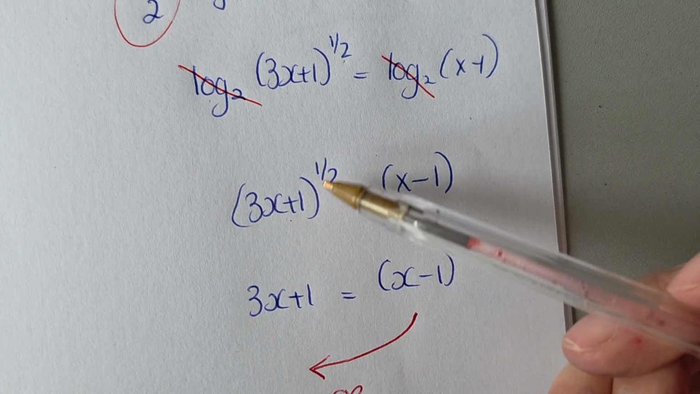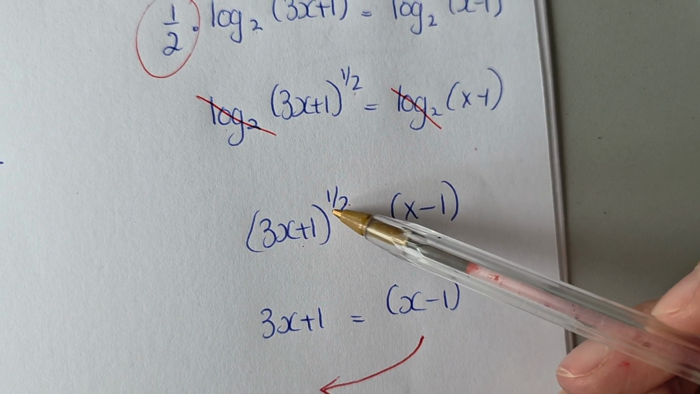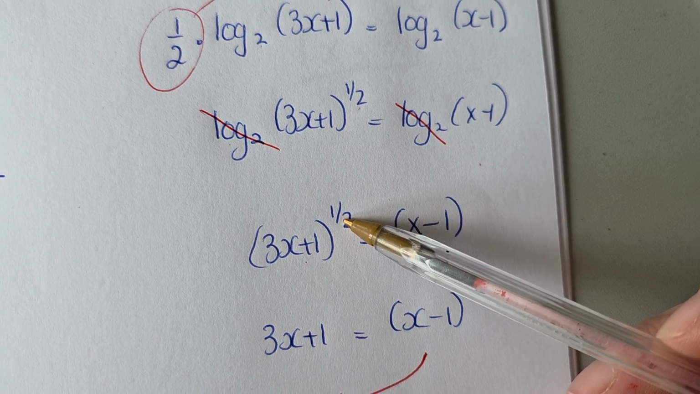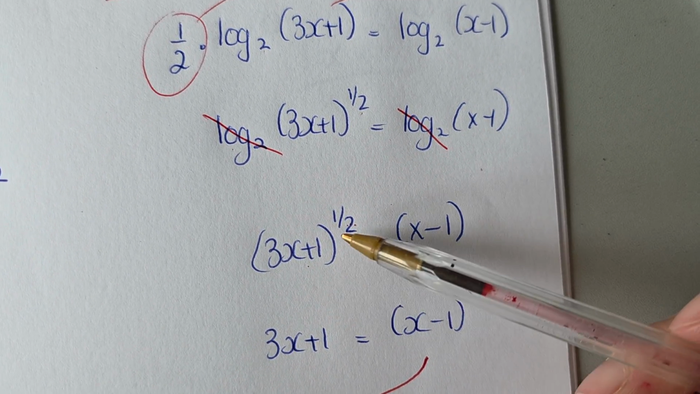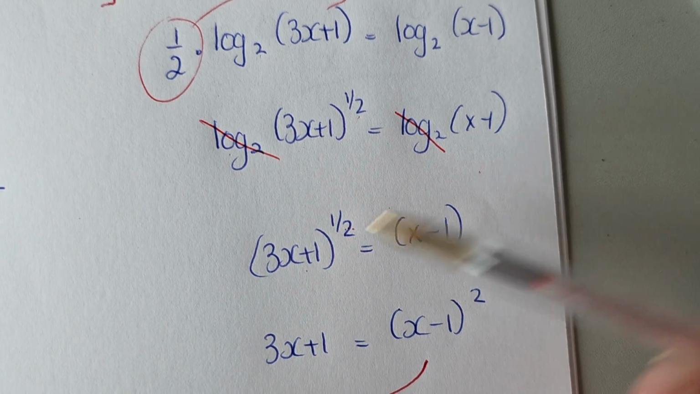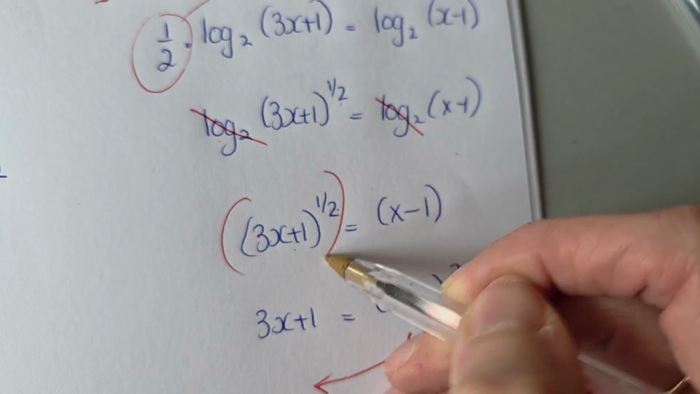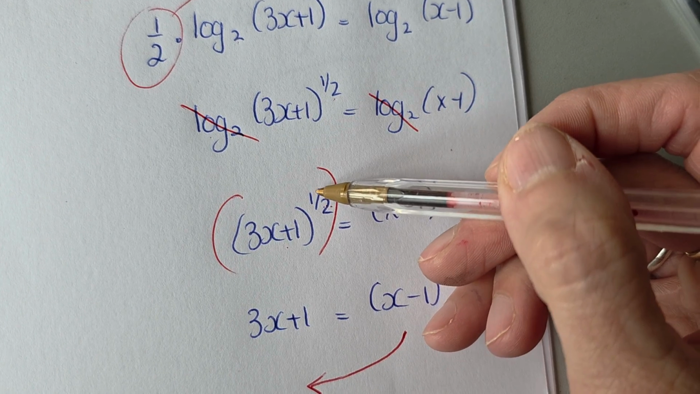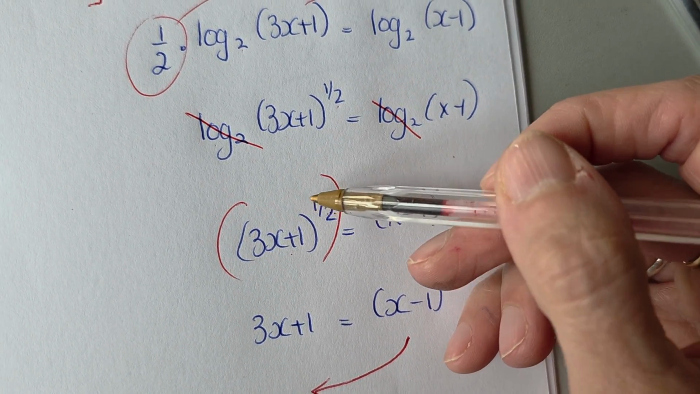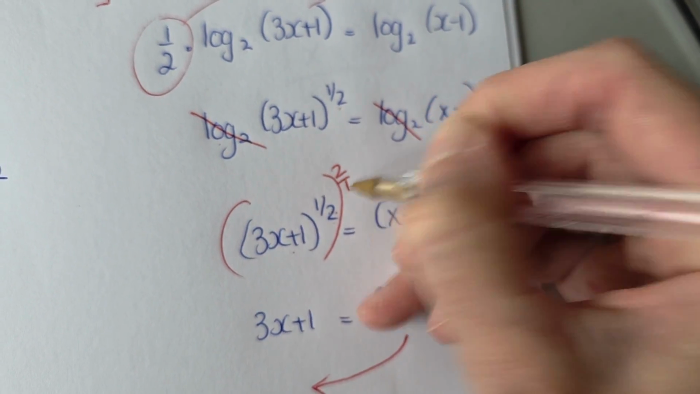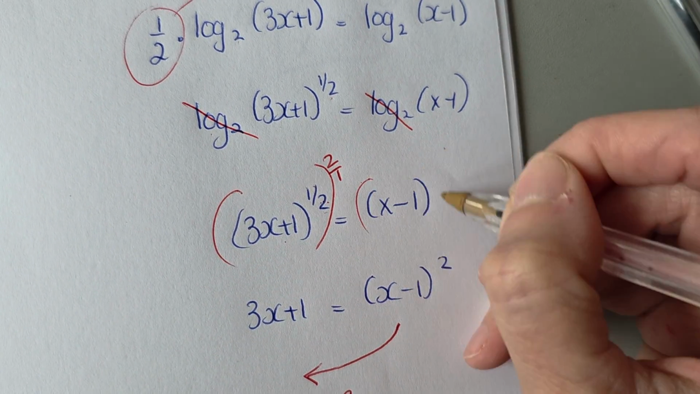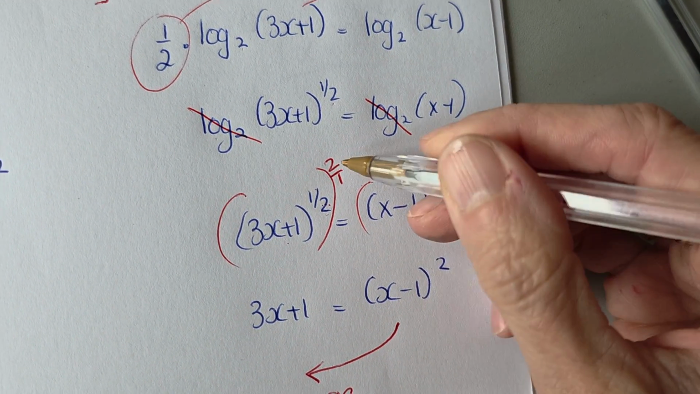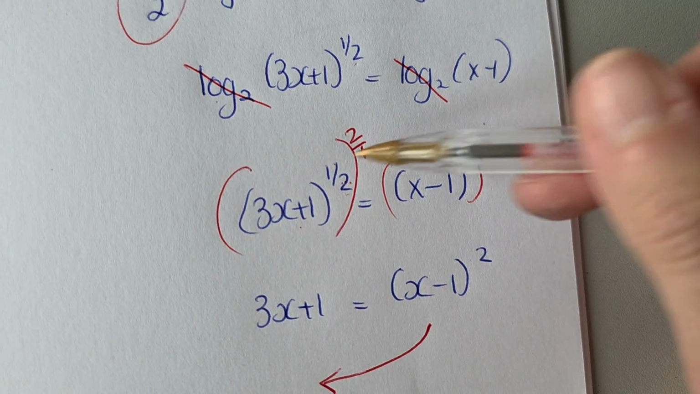Okay, you need to get rid of the power of a half. Power of a half is the same as the square root of. So the opposite action of a power of a half would be a power of 2. Basically, the reciprocal of a fraction is the fraction upside down. So 1 over 2, the reciprocal will be 2 over 1. And what you do to one side, you must do to the other side. So I put both sides to the power of 2.